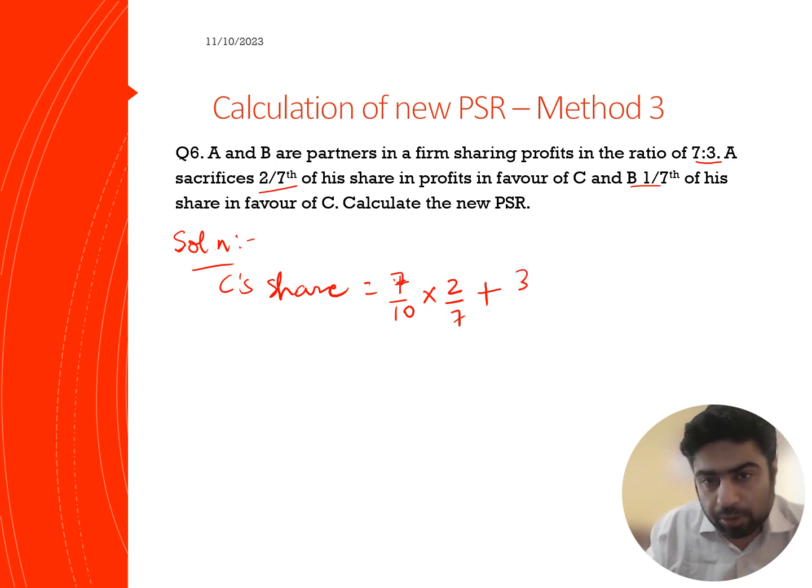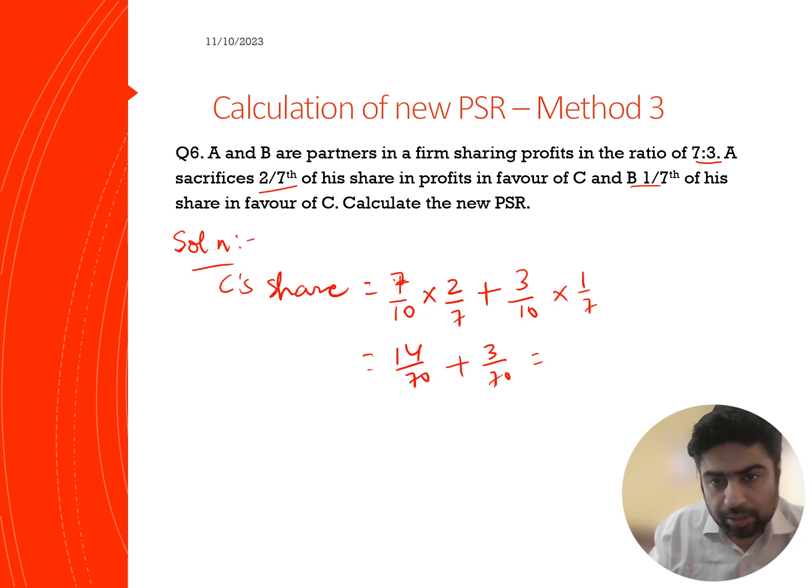B's share is 3/10, and 1/7 of 3/10, right, B has sacrificed. Okay, B's share is 3/10 and B has sacrificed 1/7 of his share in favor of C. So if we find this value, we'll get 14/70 plus 3/70, which is 17/70. Okay, and how do we get A's new share?